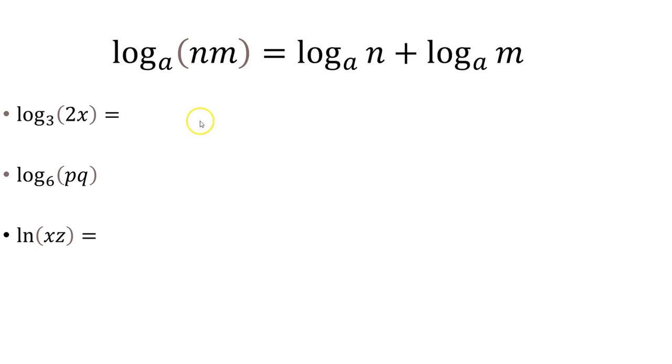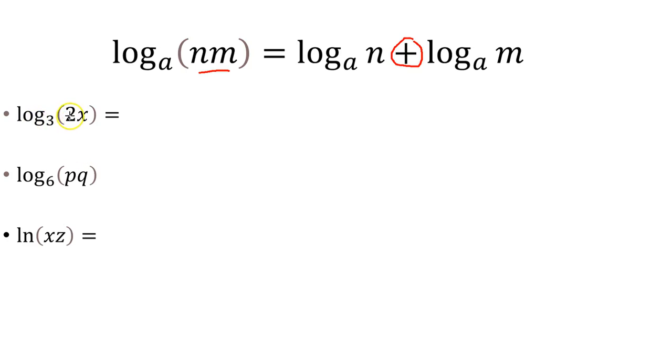Now, when we have log base a of a product, in this case the product of n times m, we can split these up with addition. Remember, your rules of exponents say that if you multiply like bases, you're going to add the exponents. So let's try a couple.